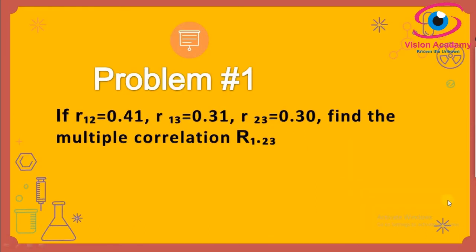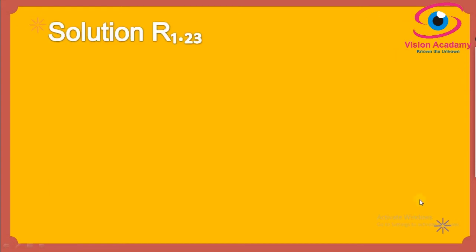Now I will consider a problem. You may be asked like this: if R12 is equal to 0.41, R13 is equal to 0.31, and R23 is equal to 0.3, then using this information we need to find the multiple correlation coefficient R1.23. So in this case you need to consider the first option's formula, that is R1.23. Let us solve this problem by considering the first formula.